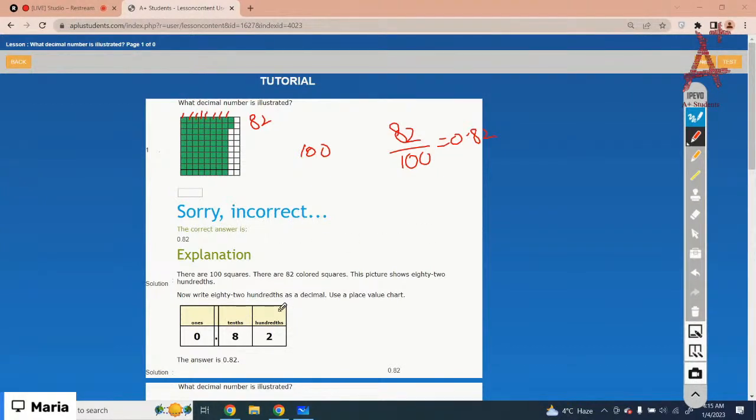If you write it in a place value chart, it would be like this: 0.82. 0 is at the ones position, 8 is at the tenths position, and 2 is at the hundredths position. Got it? It would be 0.82. Got it, everyone? Okay, let me just move on to the next example.